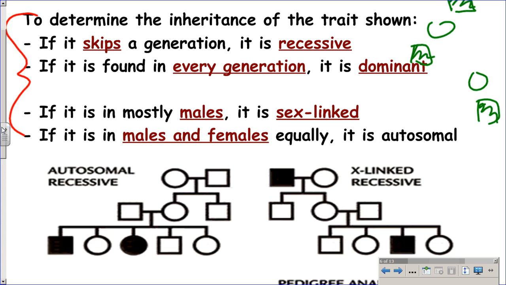Dominant? After equal, autosomal. I'm going to get right there in a second, okay? Alright, so those are the dominant recessive ones.